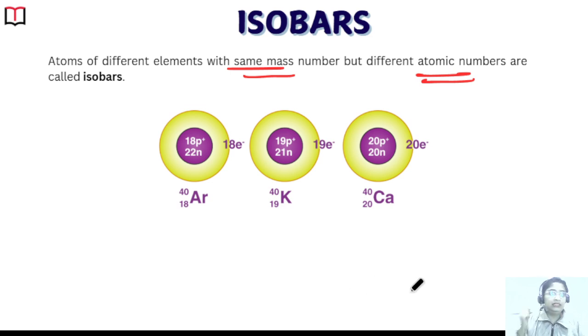But the mass is the same. Why is the mass the same? Basically, when we add up the number of protons and the number of neutrons, the mass is going to be the same. Like in the case of argon, potassium, chlorine, calcium, we can see that all of them have a mass number of 40. Alright, these are called isobars.